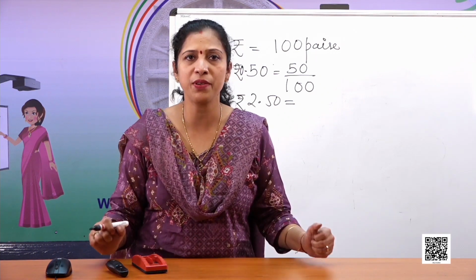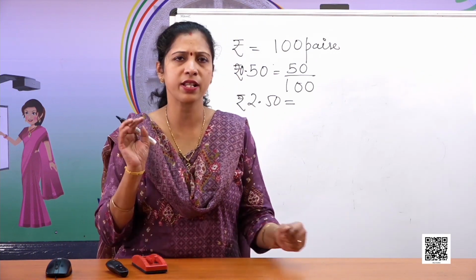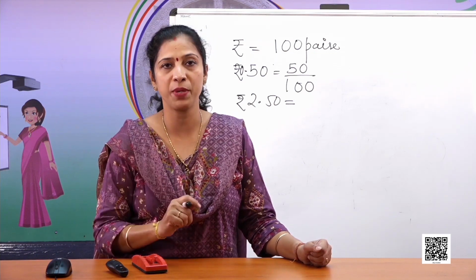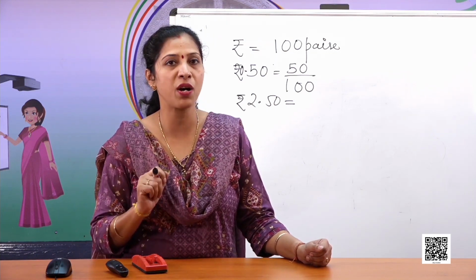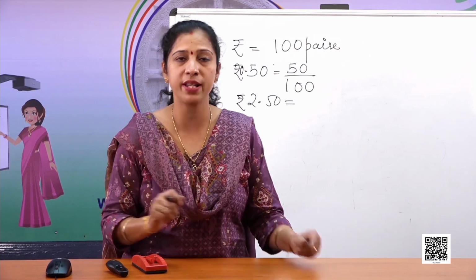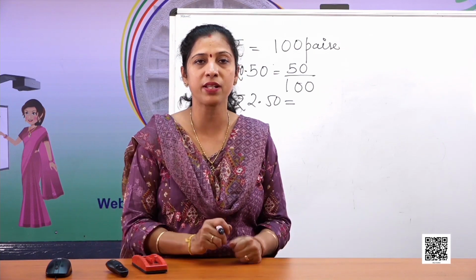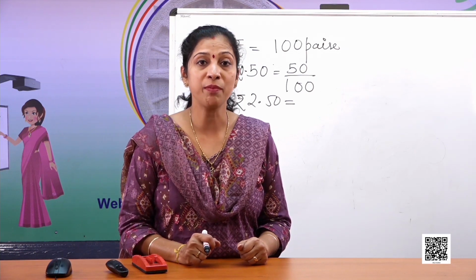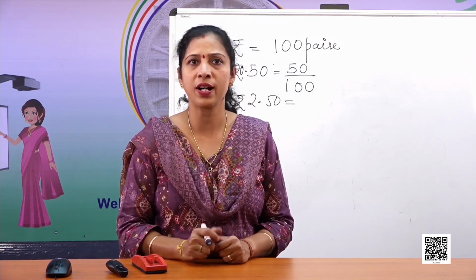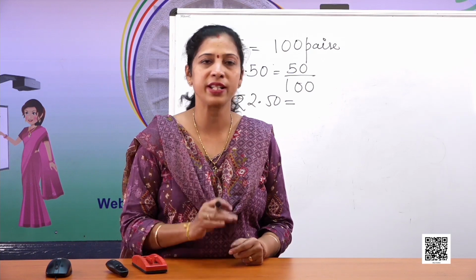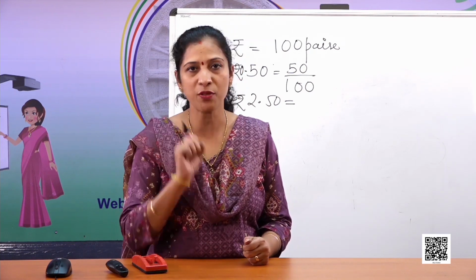Nowadays, you do not have 50 paise coins because the smallest coin is the 1 rupee coin. But when we were small, we used to have 5 paise coins, 10 paise coins, 15 paise coins, like this. A lot of coins were there. So at that time it was really difficult for us to calculate. But now it is very simple because you have only the 1 rupee coin.